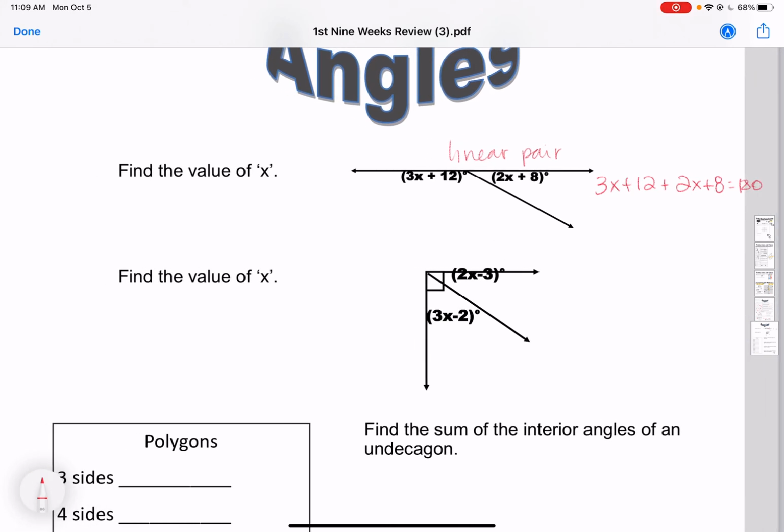Okay, sorry, it wouldn't let me. Here we have this little box right here. So this is a complementary pair, so they add up to 90. So you have 2x minus 3 plus 3x minus 2 equals 90 degrees.